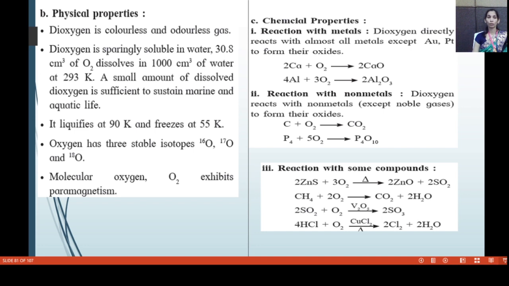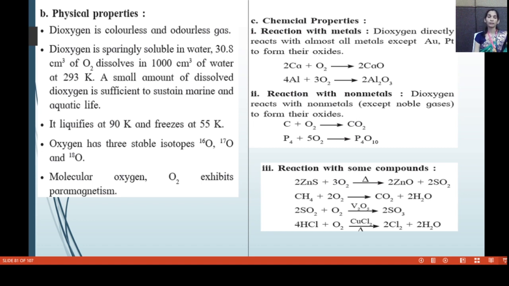A small amount of dissolved dioxygen is sufficient to sustain marine and aquatic life. That means in 1000 cm³ of water, only 30.8 cm³ of dioxygen will be dissolved. It liquefies at 90 Kelvin and freezes at 55 Kelvin. Oxygen has three stable isotopes, that means O16, O17 and O18. Molecular oxygen O2 exhibits paramagnetism. These are the physical properties of dioxygen.